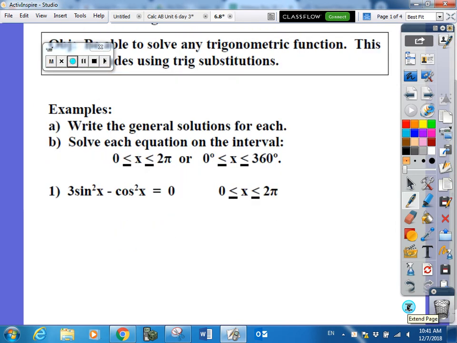The directions here say to write the general solutions and solve each equation on the interval. Okay, the interval is either going to be 2 pi or 0 to 360. You will never do both. The problem will either tell you, or there will be a C value where there's either a degree symbol or there's not. All right, so this first one, 3 sine squared x minus cosine squared x.